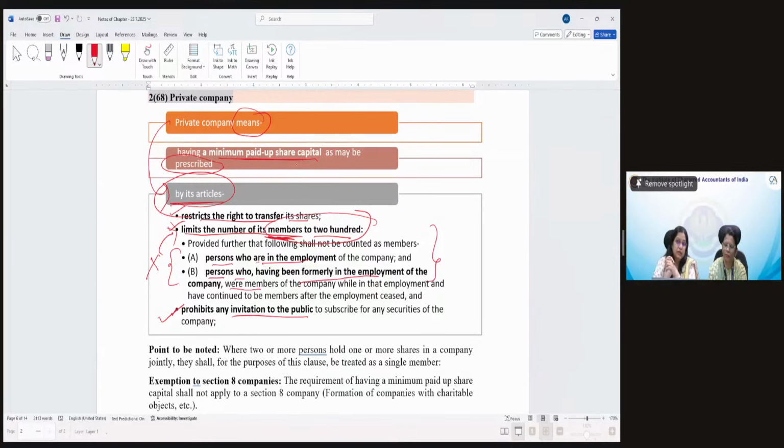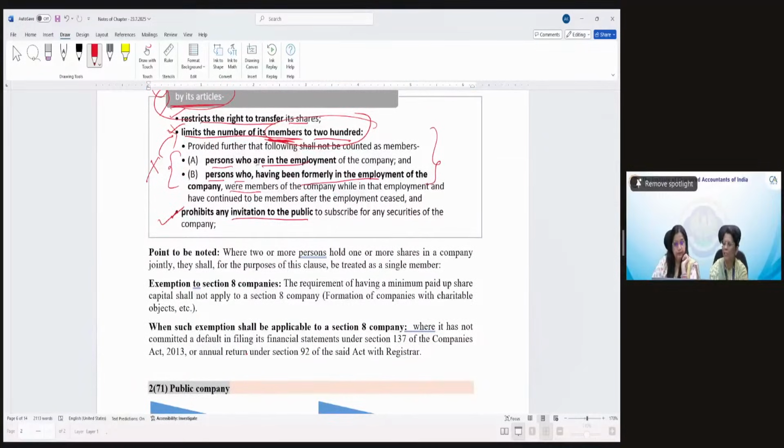Then the exceptions have been provided, and a few more points have been given. This is with respect to shareholding. Suppose two or more persons hold one or more shares in a company jointly. How will you count them, as separate members or as one member? The law clearly specifies that they shall be treated as a single member, and this is always asked in questions also. Where persons hold shares jointly, you need to consider them as a single member.